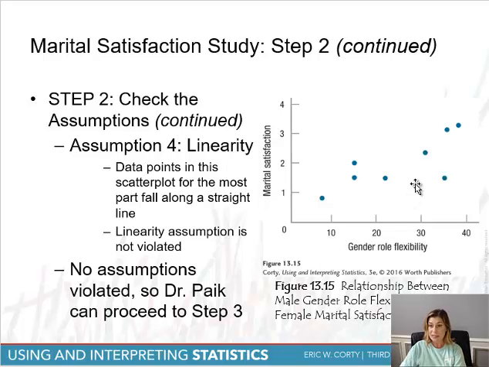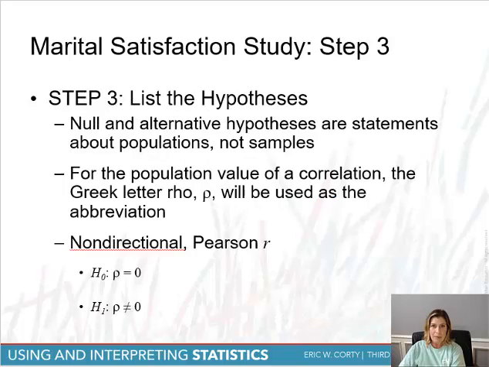Not always the case. You know, we have this couple out here whose husband was very flexible in their role, but the wife's marital satisfaction, you know, wasn't necessarily all that high. So the point is, we use the scatter plot to test the assumption of linearity. We're good, we can continue. So now we're going to list the hypothesis.